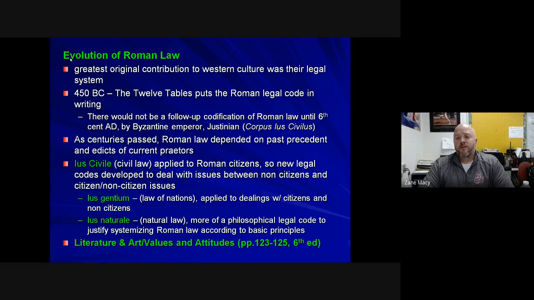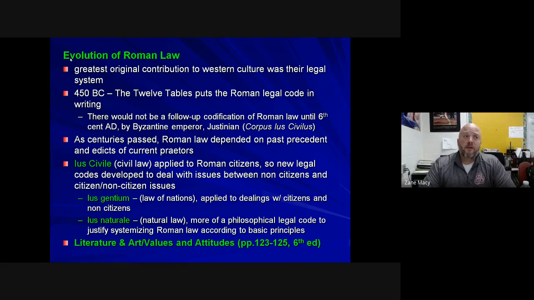Once the 12 tables of law are published, that puts the legal code of the Republic in writing there for everyone to see, and there wouldn't be a follow-up to the 12 tables until 1,000 years later, the mid 6th century AD. So you're going from 450 BC to around 550 AD on into 600 before another emperor, well, and by this point it was an emperor.